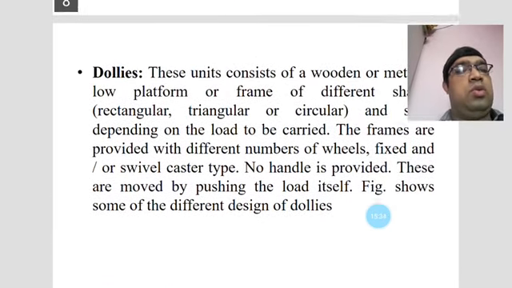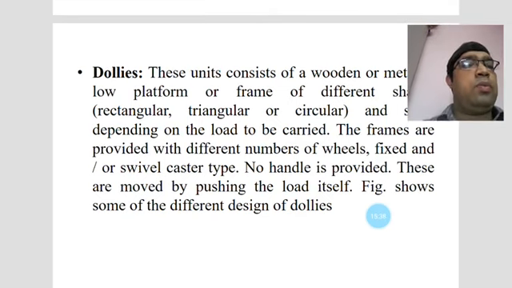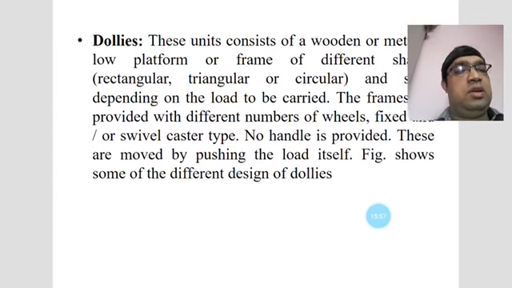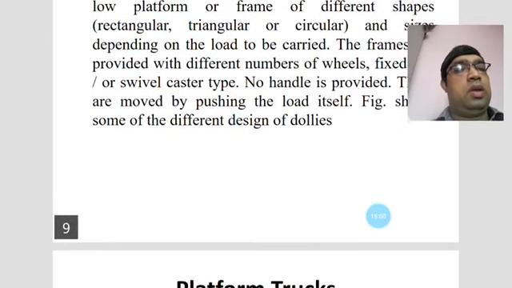And as we already discussed, different loads can be put on these dollies, and you have to push them yourself so that there is no excess movement. There is a braking condition too, so whichever direction you want to move the material on the dolly, you have to control it by your hands.